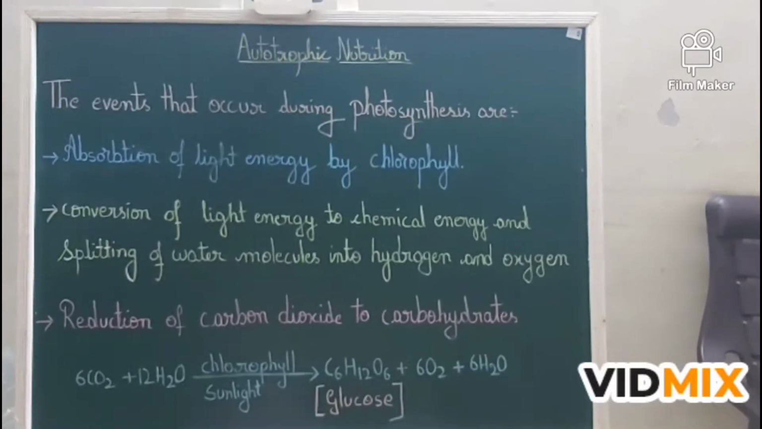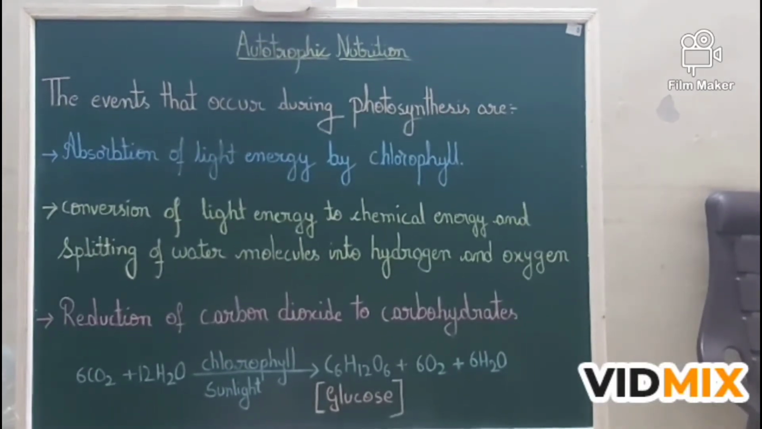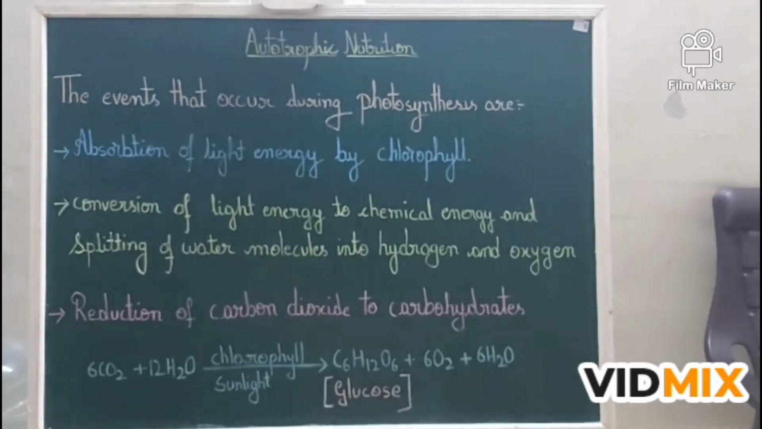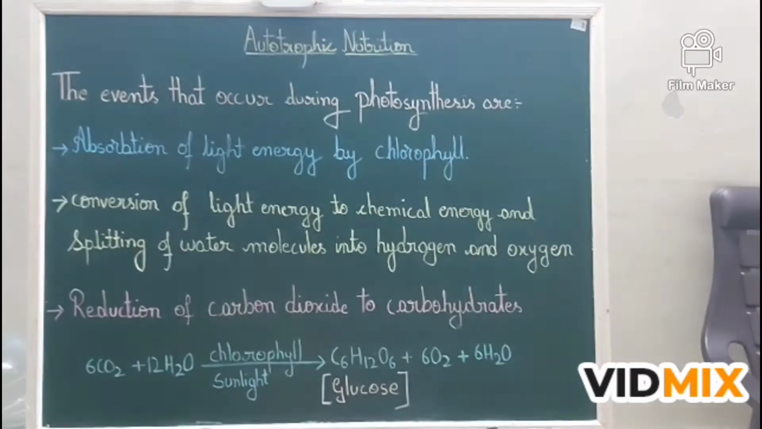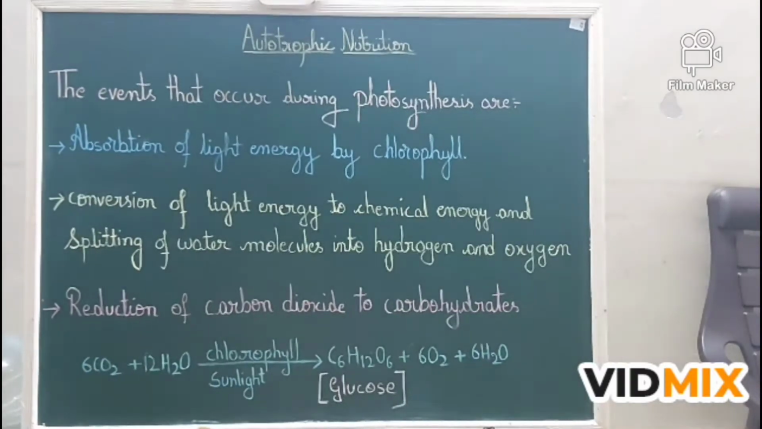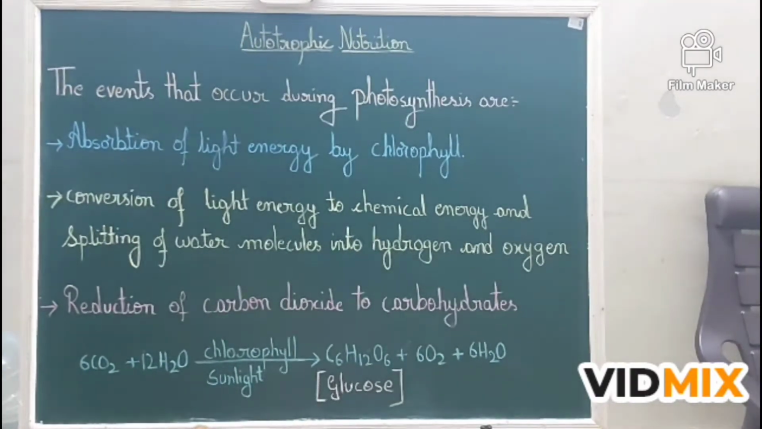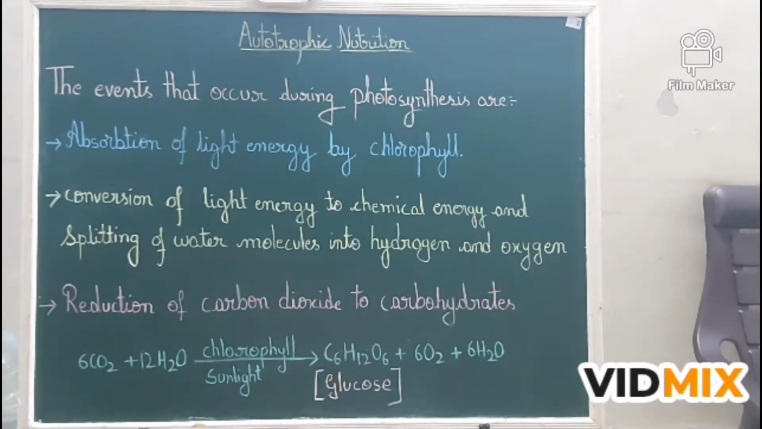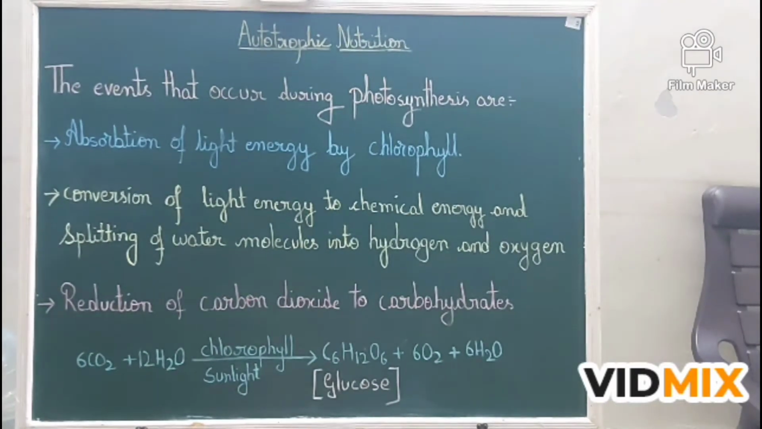Let's study briefly about autotrophic nutrition. The events that occur during photosynthesis are: step 1. Absorption of light energy by chlorophyll. Step 2. Conversion of light energy to chemical energy and splitting of water molecules into hydrogen and oxygen. Step 3. Reduction of carbon dioxide to carbohydrates.